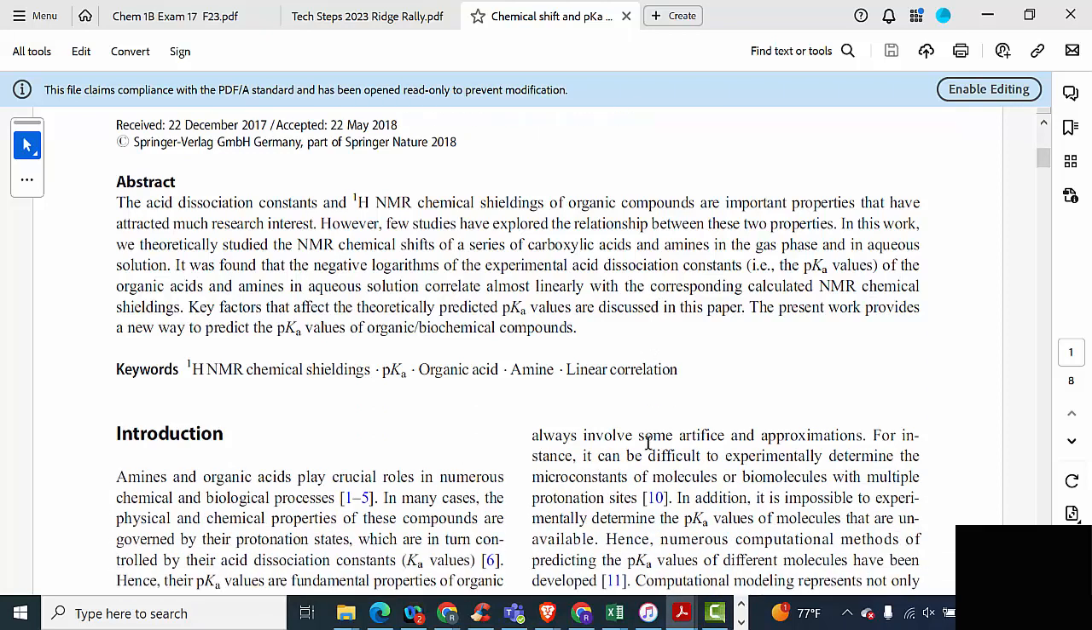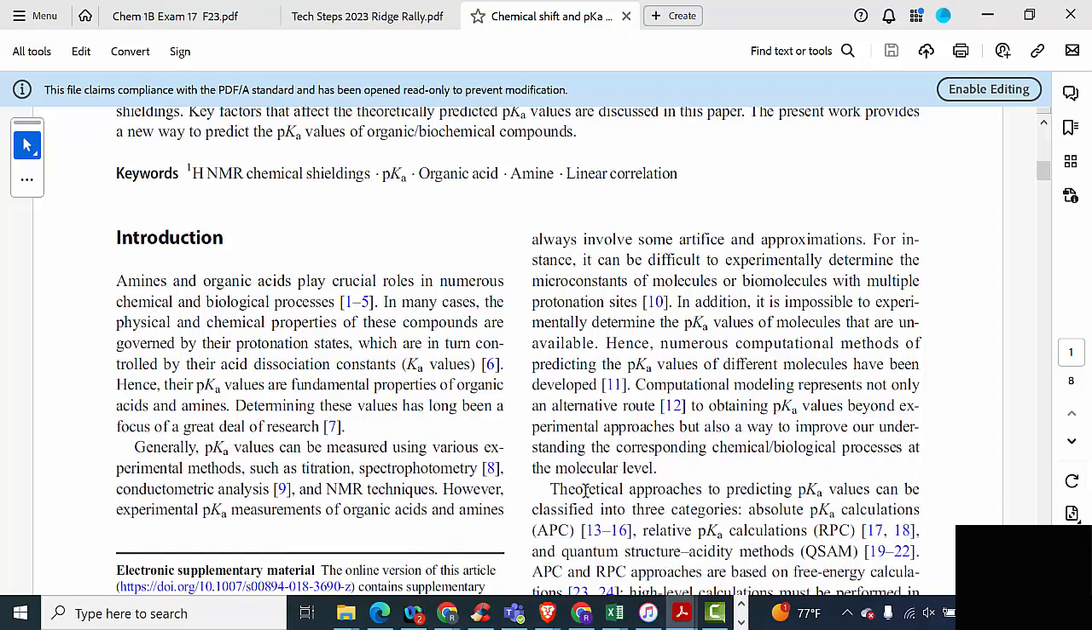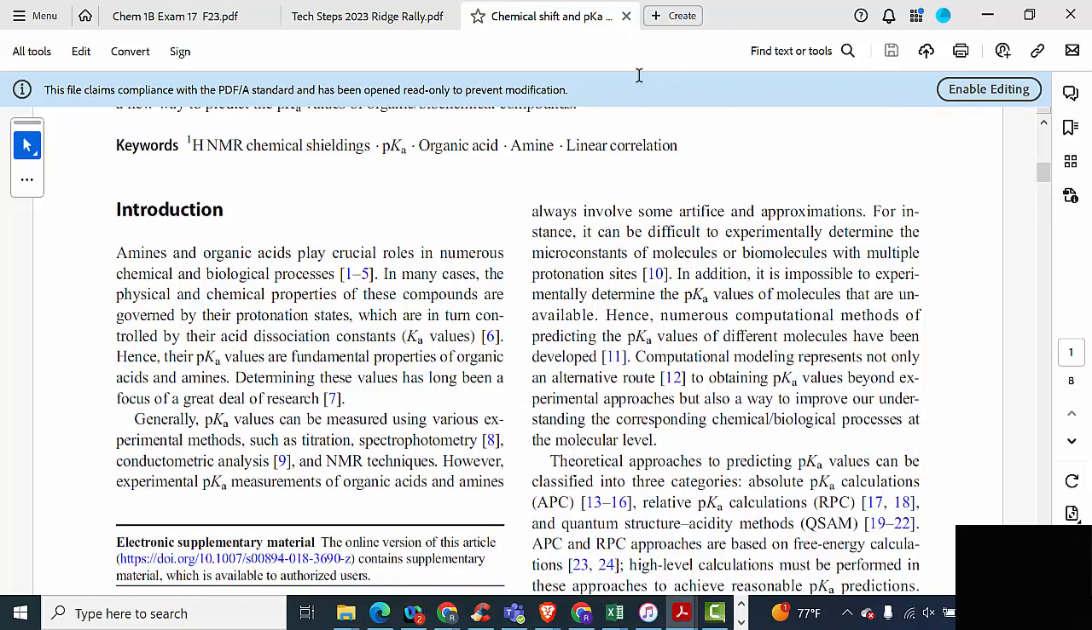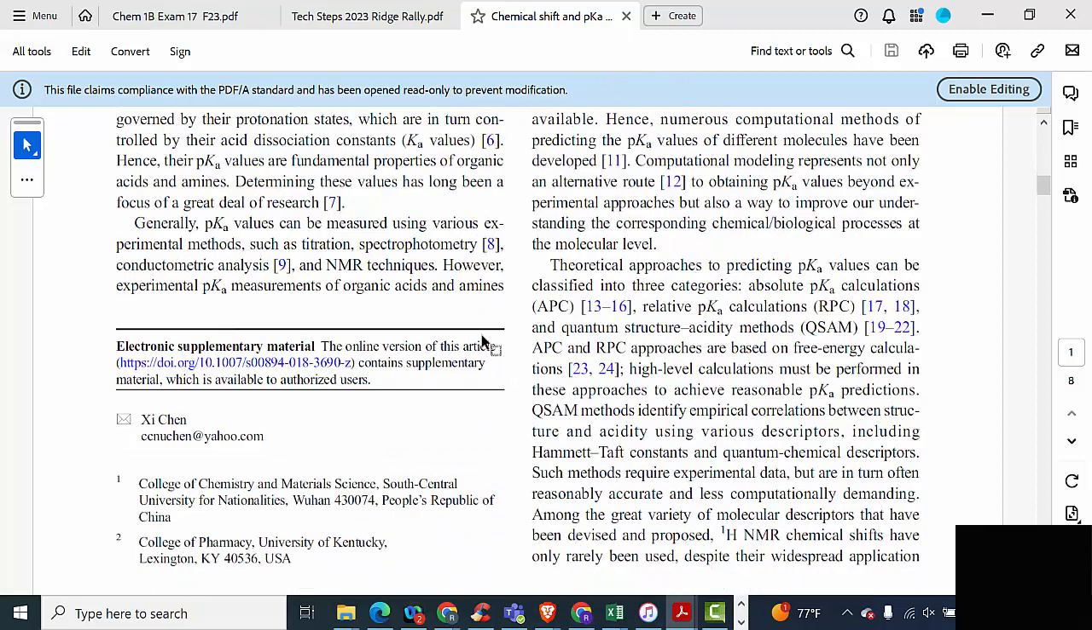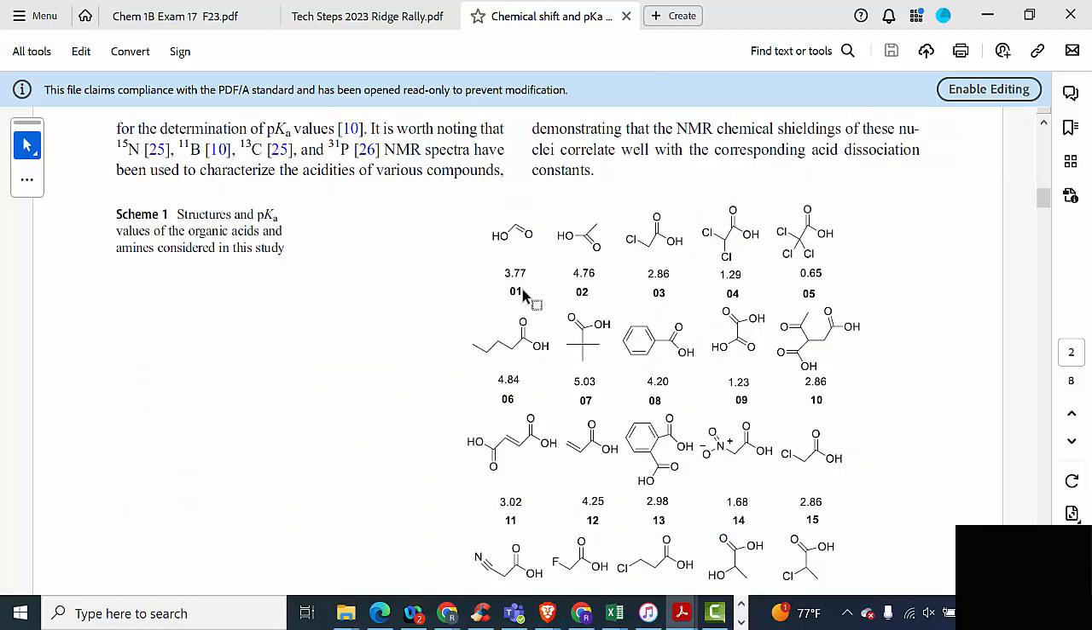Of course, we want to understand it well enough so we can make predictions. Like, if I drew a structure of an acid that I wanted to make, could you predict the pKa value? Let's say I wanted a higher pKa value or a lower pKa value. I'd like to know what that is, if I could. They have a bunch of pKa values, and these pKa values here are experimental pKa values.